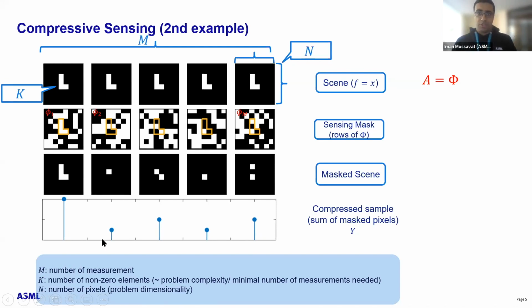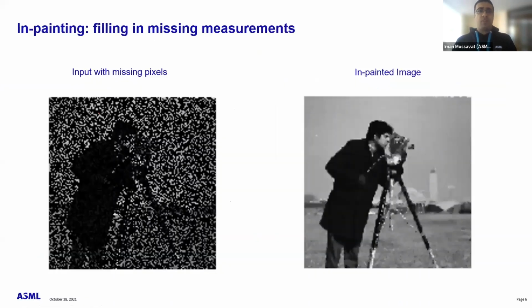Another example, which may be more familiar for people in data science, is inpainting. Here, you have an image, and subsampling the image itself and filling up the missing values is a well-known practice called inpainting. These days you do it mostly with deep neural networks, but compressive sensing methods were one of the first methods that have been used to solve this problem.